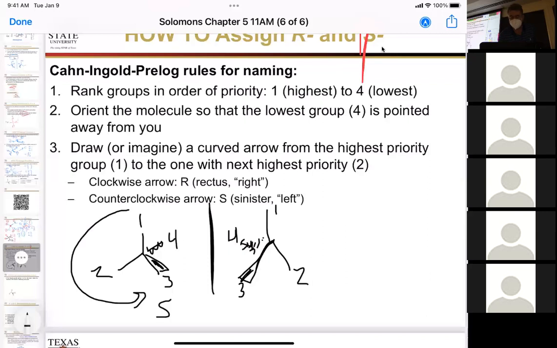So now let's do this one. We have 1, 2, 3. So now this one's going clockwise. So this is our R isomer. Okay. So when you look at your prioritization, you need to be looking at the 1, 2, 3 and have your 4 away from you. And if it's going clockwise, it is R. If it's going counterclockwise, it's S.